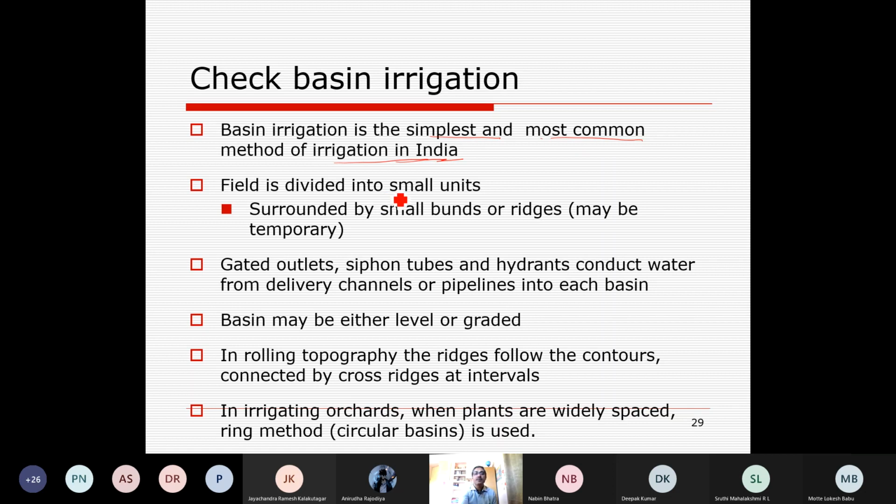The field is divided into small units surrounded by small bunds or ridges. Again, it's basically a ridge, not a bund, as a bund is higher in size. These are temporary, not permanent, just for one crop. After sowing, we develop these conditions so that water can be applied suitably to the field.